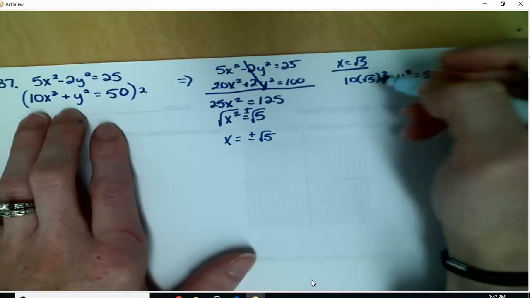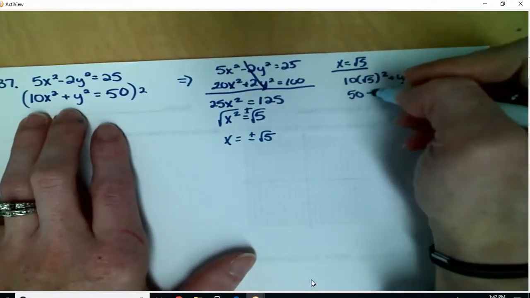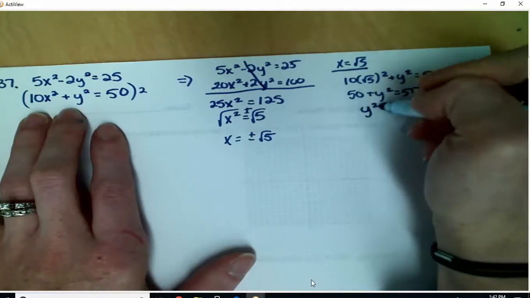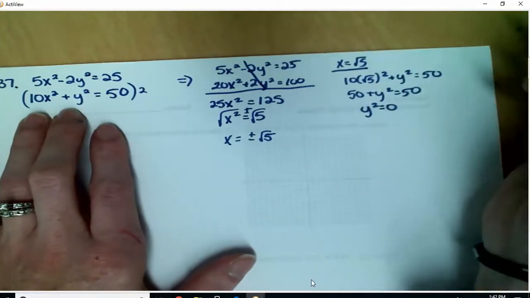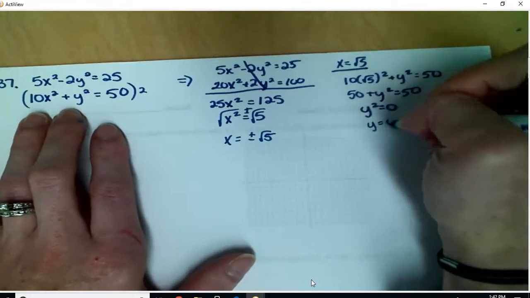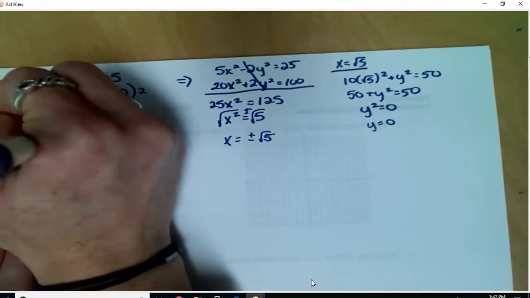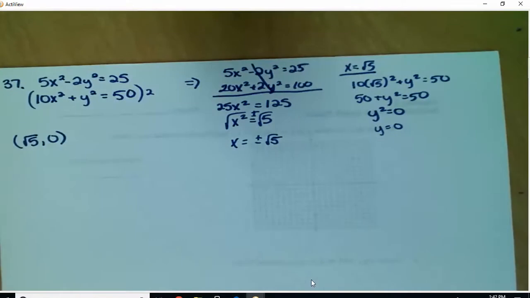Radical 5 squared is 5, times 10 is 50. Subtract over my 50, so y squared equals 0. When you square root, you just get 0. So I have radical 5, 0.